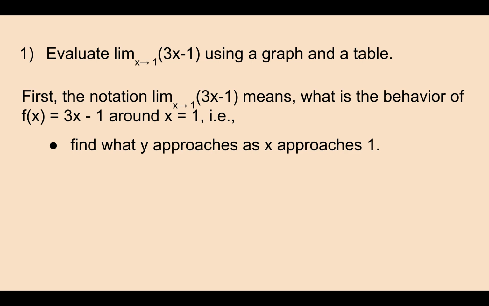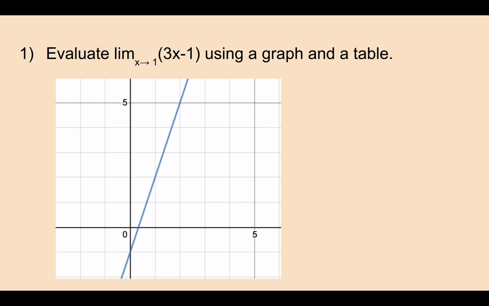Okay, so let's start with a graph. Let's graph it. Our point of interest is right at x equals 1. So this is what I'm looking for. I have to decide what the behavior is as I approach 1. And it looks like as I come in from the left, I stop here. As I come in from the right, I stop here. So it looks like I'm stopping right at y equals 2.